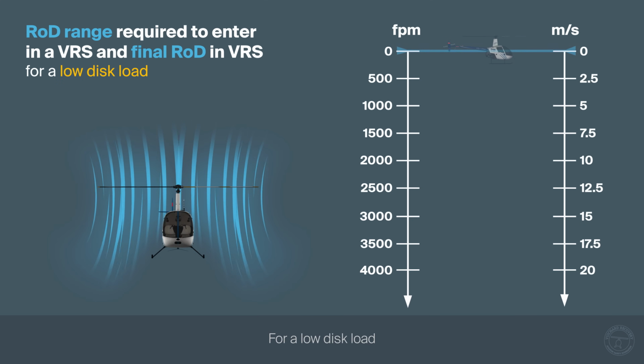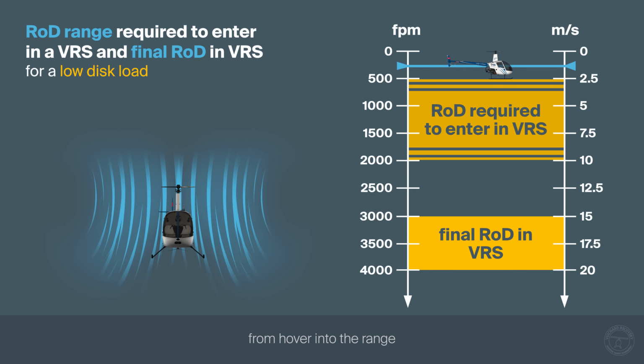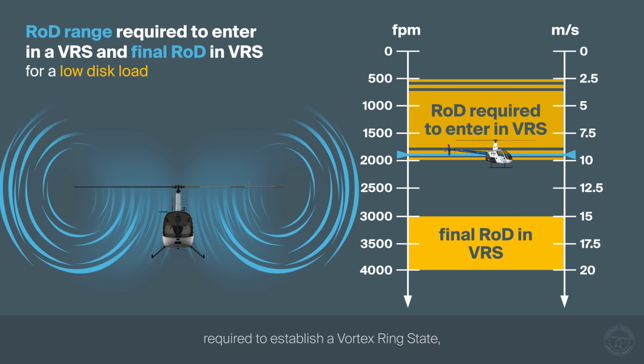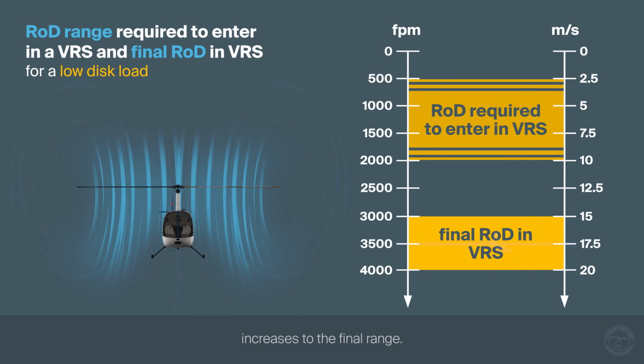For a low disk load, we will demonstrate the range required to enter in a vortex ring state and the range for the final rate of descent. If you start a vertical descent from hover into the range required to establish a vortex ring state, the vortex will build up and the vertical speed increases to the final range.